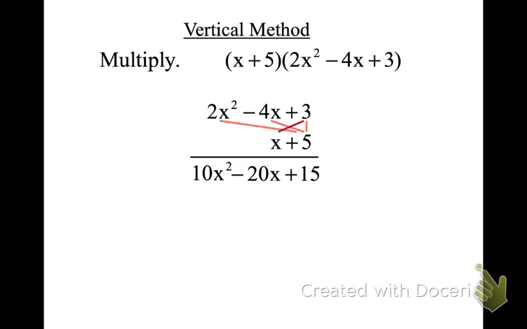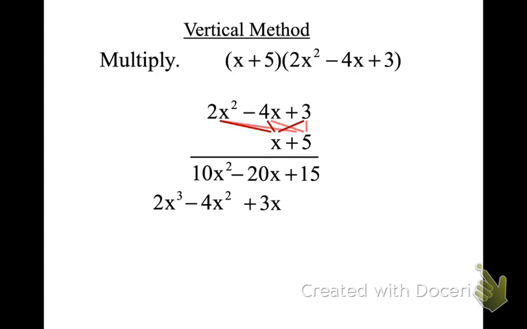3x. I'm going to line it up underneath. And x times negative 4x. Negative 4x squared. Okay, and then x times 2x squared is 2x cubed. Okay, questions? So now I'm just going to add them up.